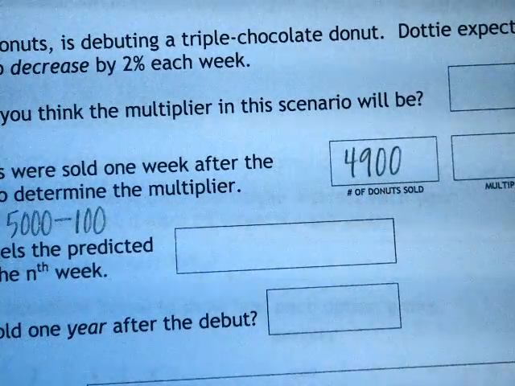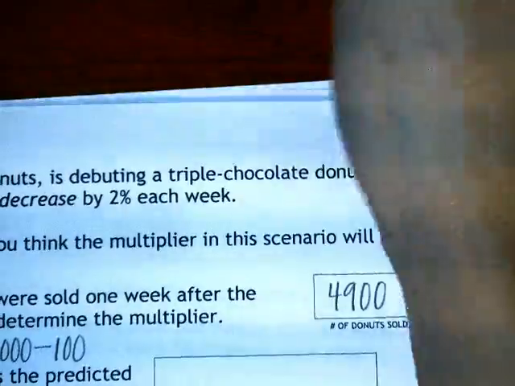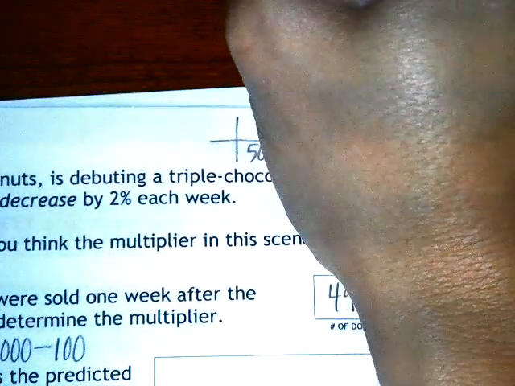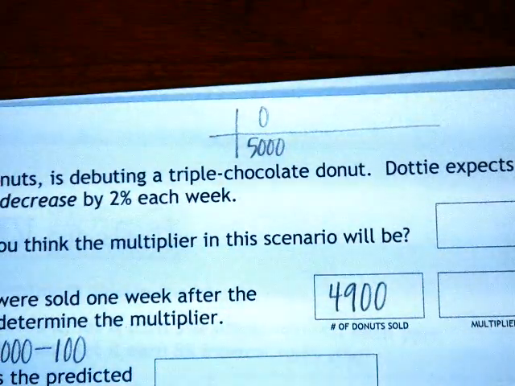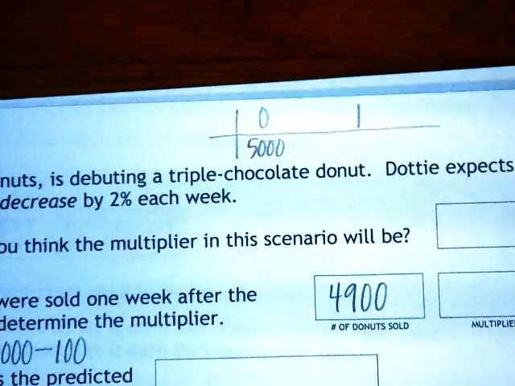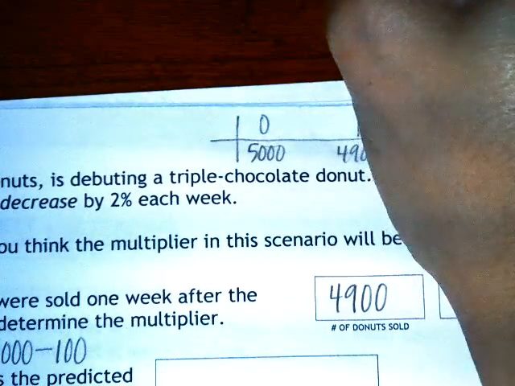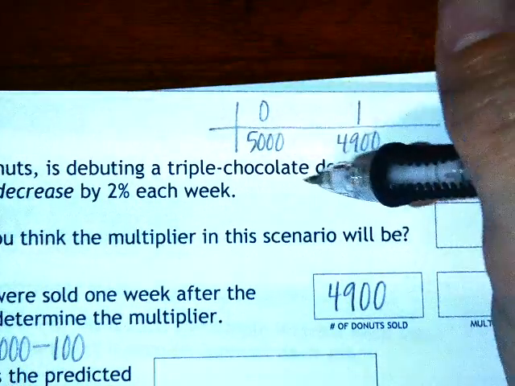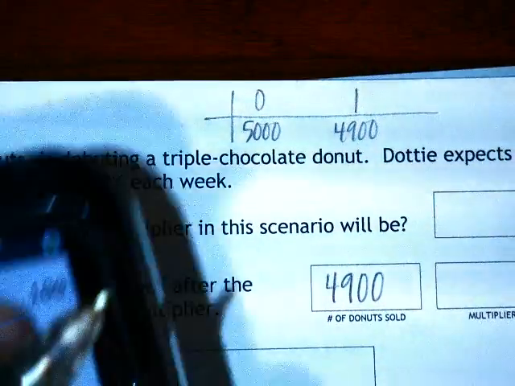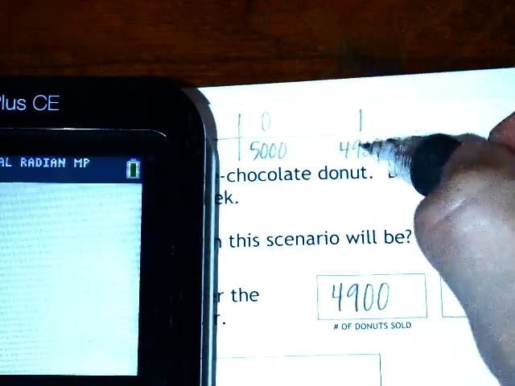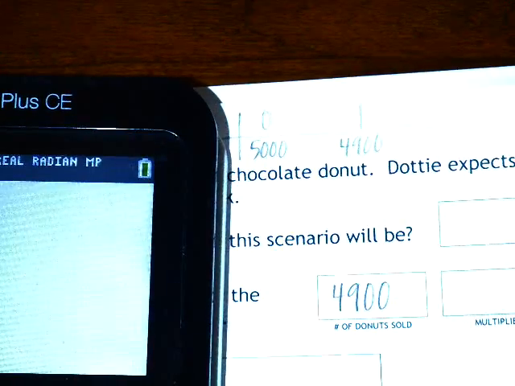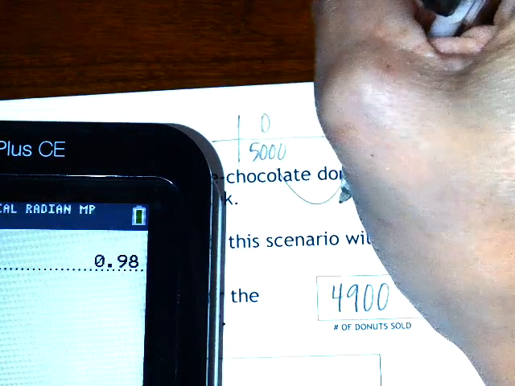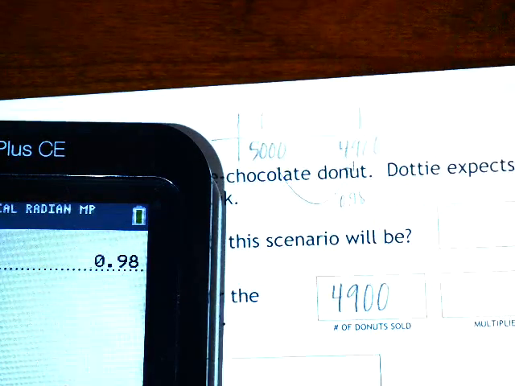Now, let's think about this as a little table. Again, flashing back to the jackpot question, question number 1. Initially, she sold 5,000 donuts. So there's my 0 term. After the first week, she sold 4,900. Remember how we could take a quick shortcut to finding a multiplier by dividing any 2 pairs of numbers or any 2 values in the table? I'll take that pair of numbers, 4,900 divided by 5,000, and that should be able to give me my multiplier. It looks like my multiplier would be 0.98.